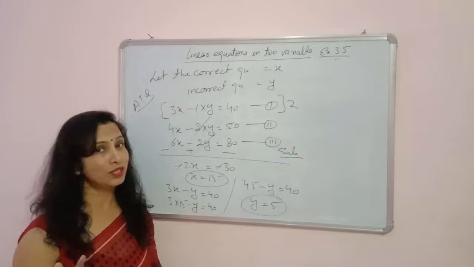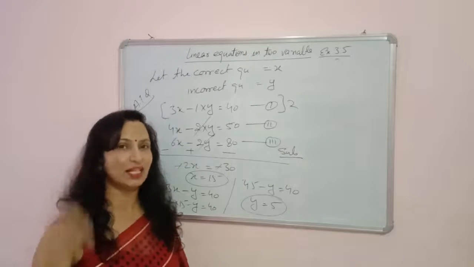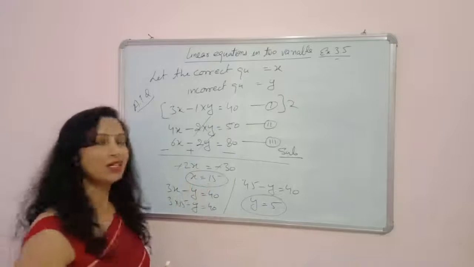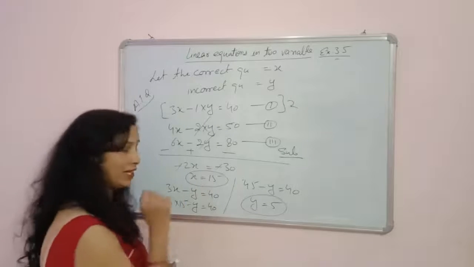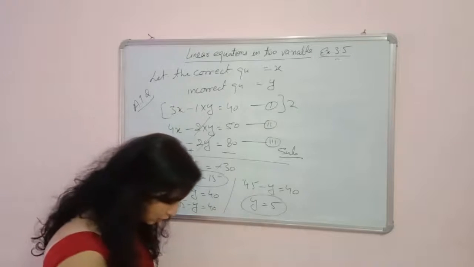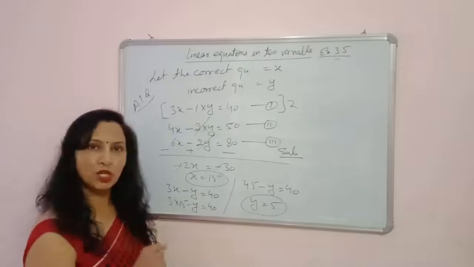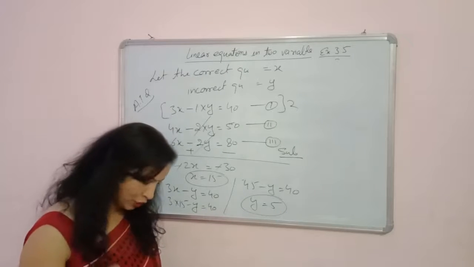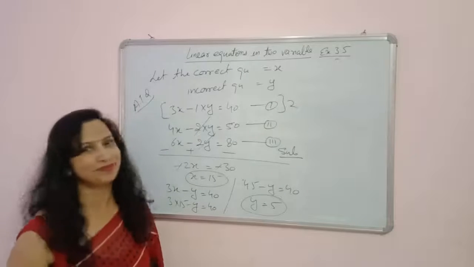So this is not the complete solution. Then you will write the number of correct answers. Since x is the number of correct answers, we will write: the number of correct answers is 15 and the number of incorrect answers is 5. So this is the third part of question number 4. Now again you can pause the video to write the answer, and I am going to explain the next question, the next part of question number 4.